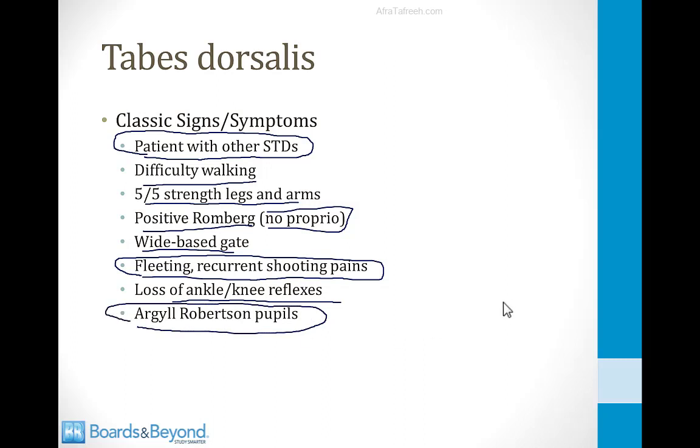These are pupils that are associated with neurosyphilis. They're pupils that are very small, and they don't react when you shine light in them, but they will react if you have the patient follow your finger in to test accommodation.